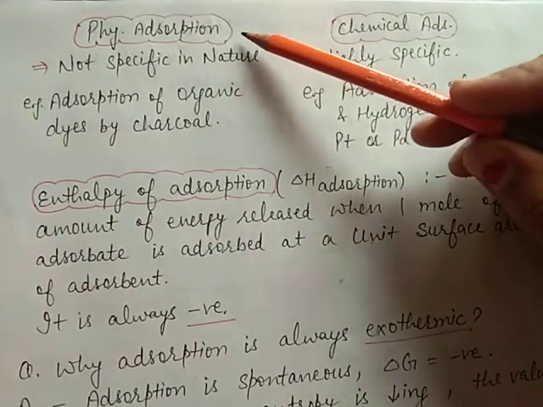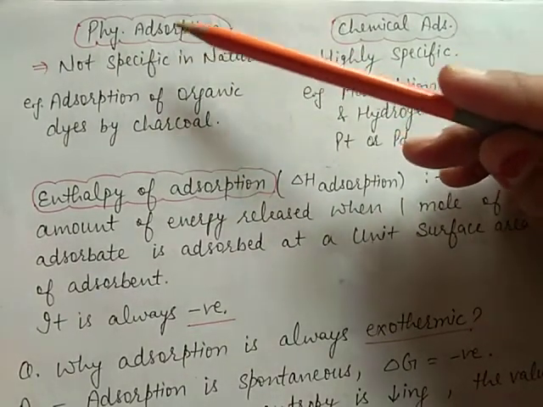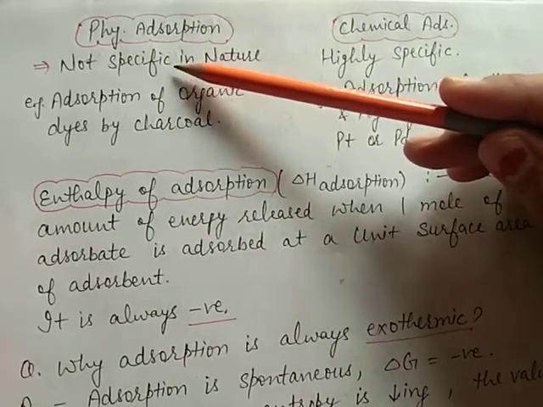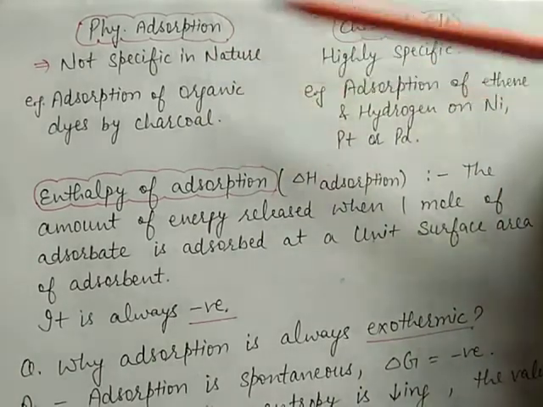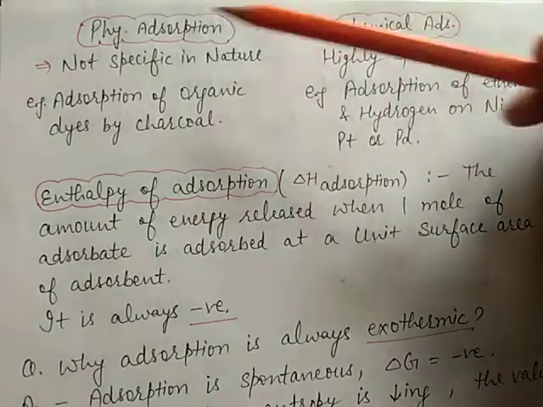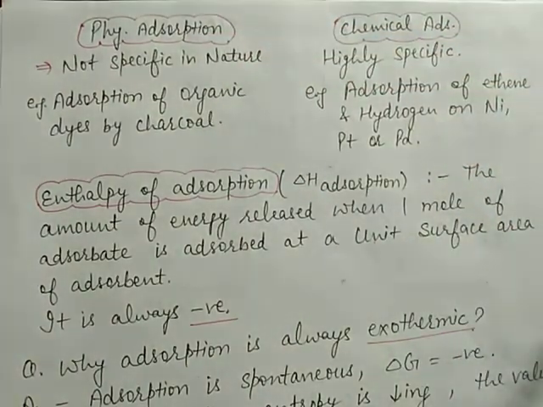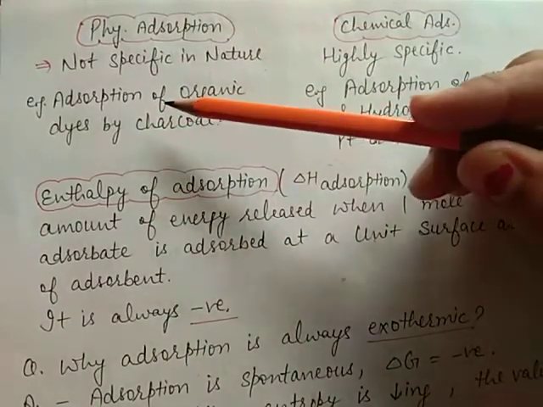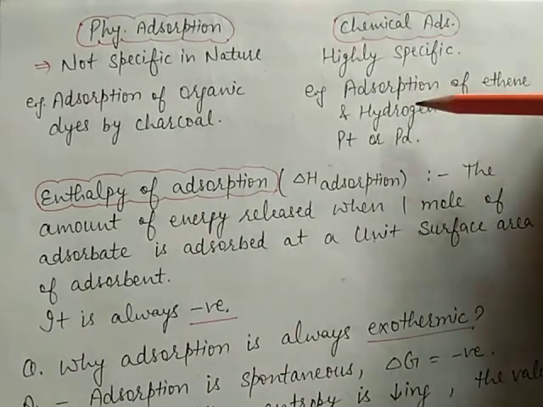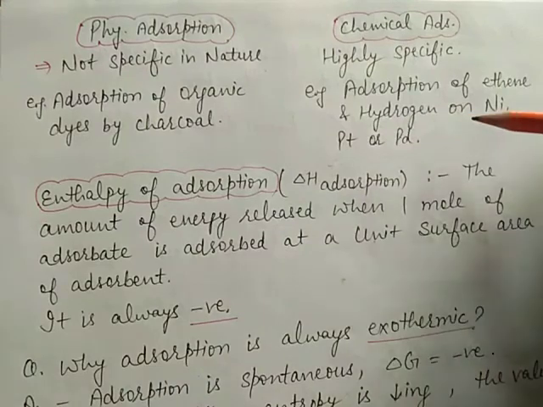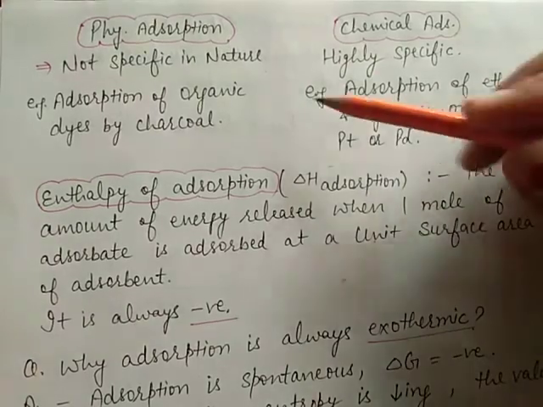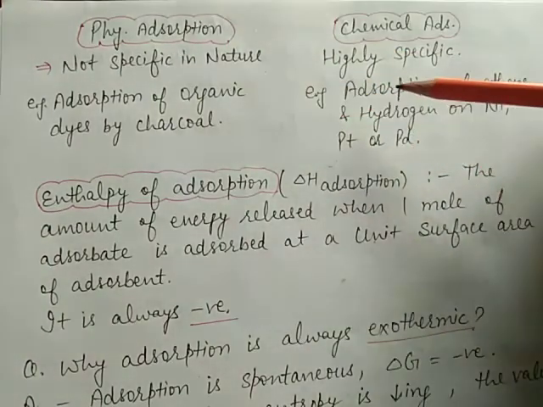Now the next difference is that physical adsorption is not specific in nature, but chemical adsorption is highly specific in nature. For physical adsorption, an example is adsorption of organic dyes by charcoal. In chemical adsorption, an example is adsorption of ethene and hydrogen on nickel, platinum or palladium surface. So all these are the differences between physical and chemical adsorption.